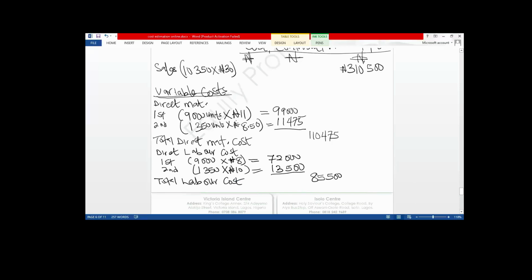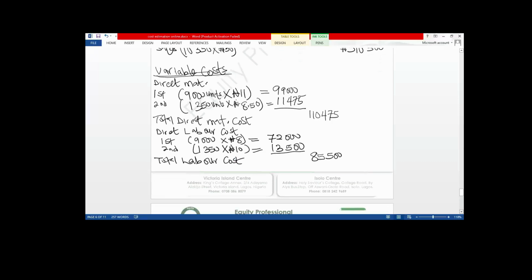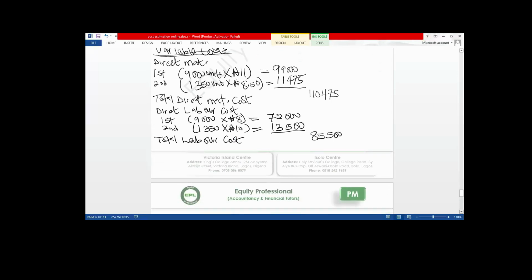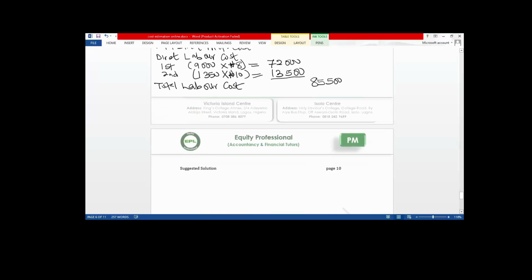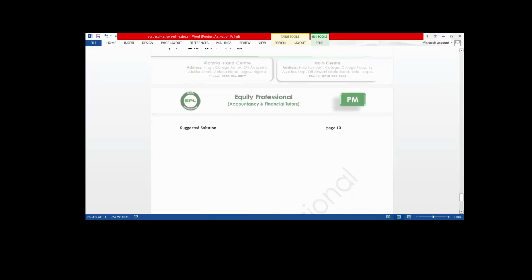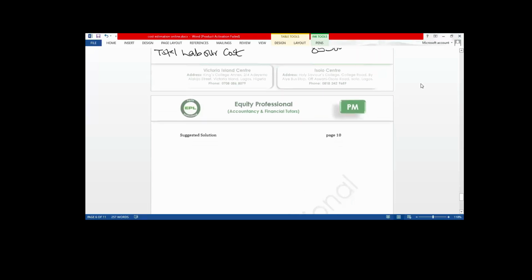Move to the next page. It's a whole lot, but the good thing is that at least this question is almost finishing. I don't need to come back to it again. You now come to your variable production overhead. Remember, we are trying to get the marginal cost, so you must take all the variable costs together.